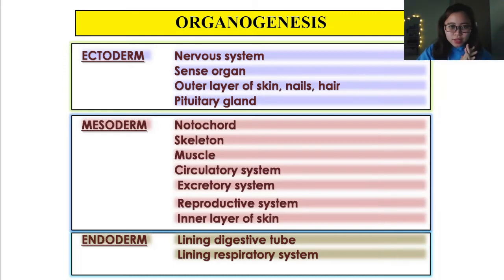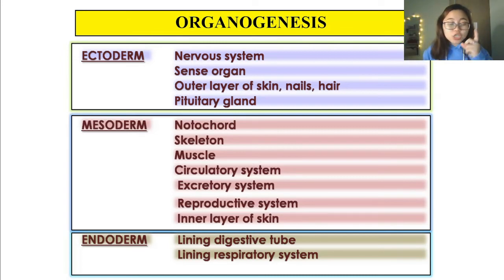Ectoderm adalah germ cell yang lama-kelamaan dia akan membentuk nervous system, sensory organ, outer layer of skin and nails and hair, and also the pituitary gland that is inside your head. The mesoderm will eventually become the notochord, which is something that is near your spine, berdekatan dengan tulang belakang kamu.